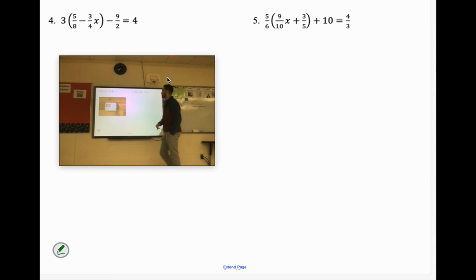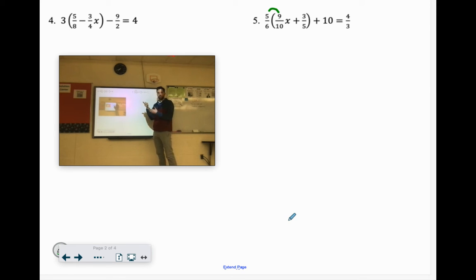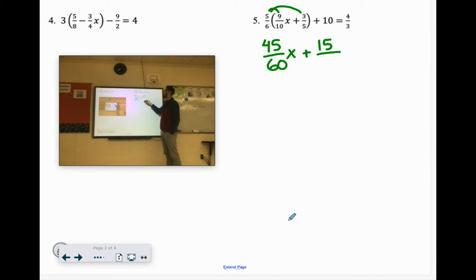So number 5, we're going to distribute before we clear the fractions. When you multiply a fraction times a fraction, remember you just multiply the numerators, multiply the denominators. So 5 times 9 is 45, 6 times 10 is 60. If you want, you can simplify that, but let's kind of see where we're at after this step. 5/6 times 3/5, 5 times 3 is 15, 6 times 5 is 30. Cool. We have the plus 10 equals 4/3.